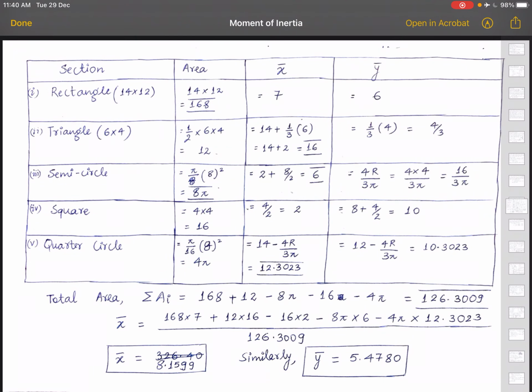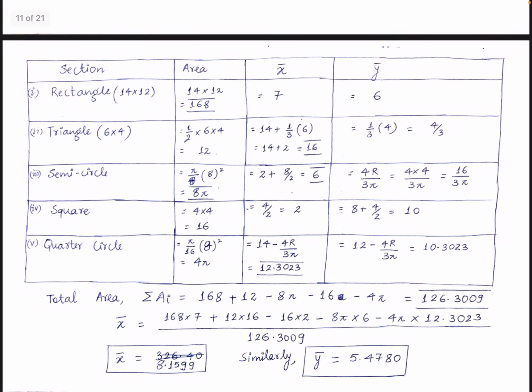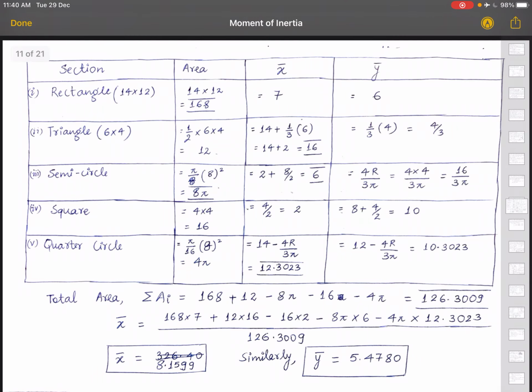For the semicircle, the area will be half of a circle. A circle's area is pi by 4 d square. For a semicircle it will be pi by 8. You can see here pi by 8 multiplied by d square, d is 8 only, so 8 square, it is coming out to be 8 pi, and x bar is 2 plus 8 by 2. 8 is what? Diameter. So the center point will be 2 plus 8 by 2. Now the centroid along the y axis is 4r upon 3 pi. R is 4.